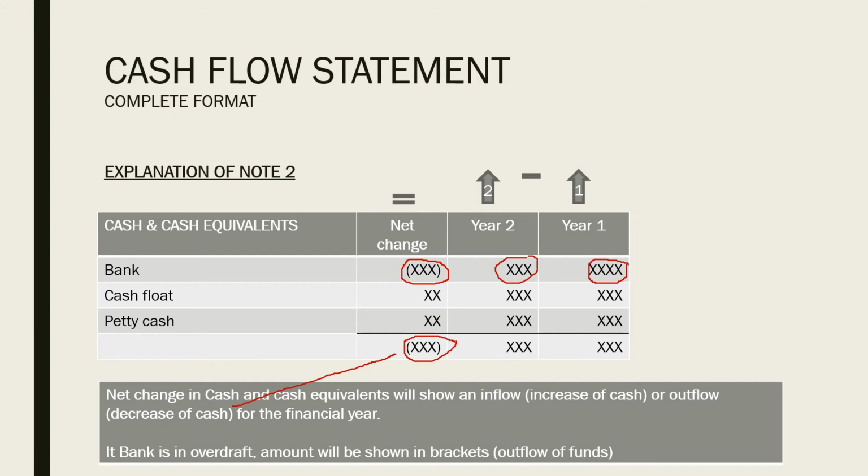And then very important also, if the bank is in overdraft, the amount will be shown in brackets. So if the bank has an overdraft balance, these numbers here, in this case you will see they were both positive because there are no brackets. The bank had a debit balance. But the minute that the bank has a credit balance or an overdraft, these amounts are going to be bracketed, because it shows an outflow of funds.